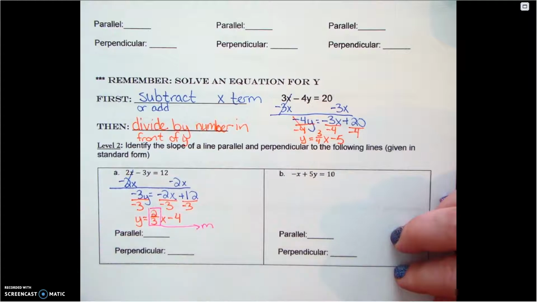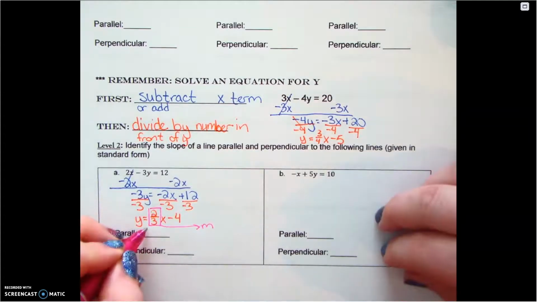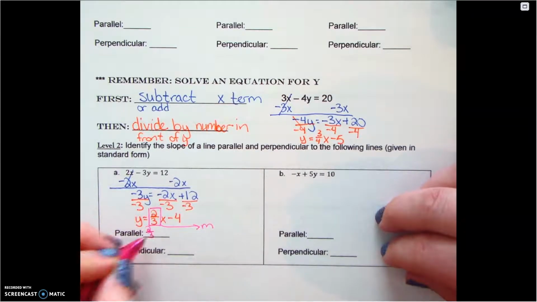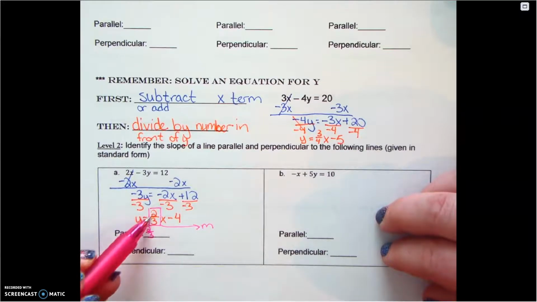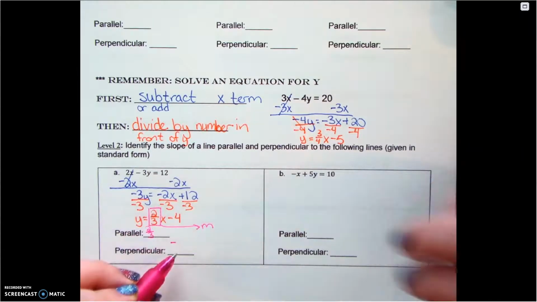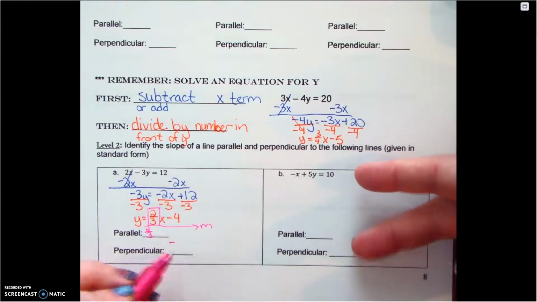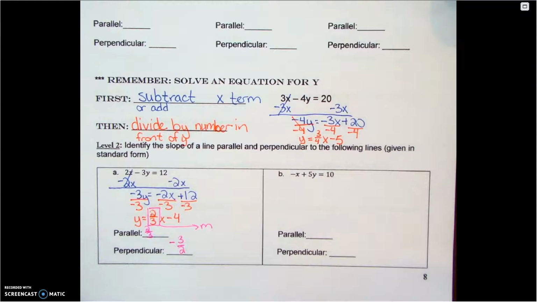That's our slope. And we like our slope for parallel because it's really easy. It's the same number, 2/3. And perpendicular, remember, it's the opposite sign. So it was positive 2/3. Now it becomes negative. And it was 2 over 3. For perpendicular, it's the reciprocal. So we have to flip it upside down. 3 over 2.